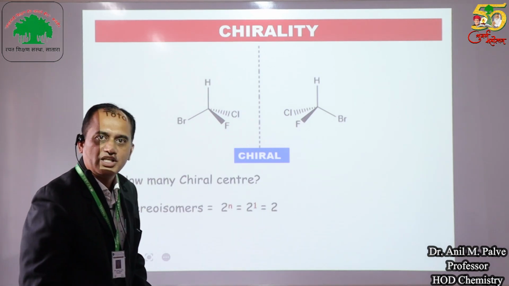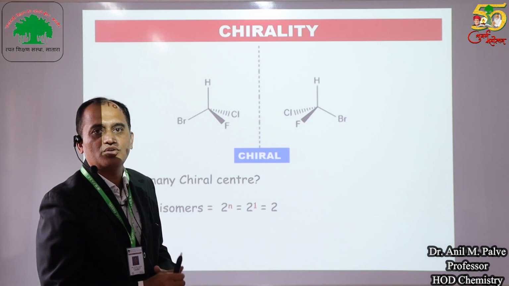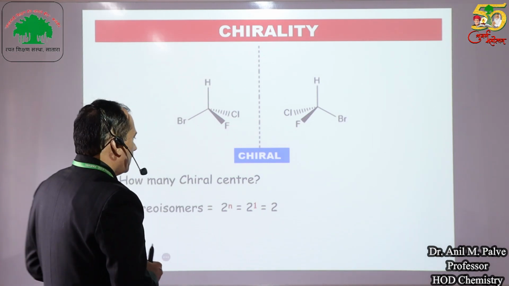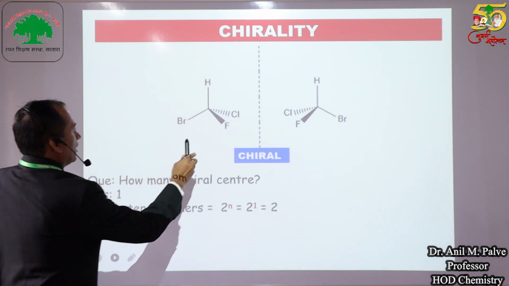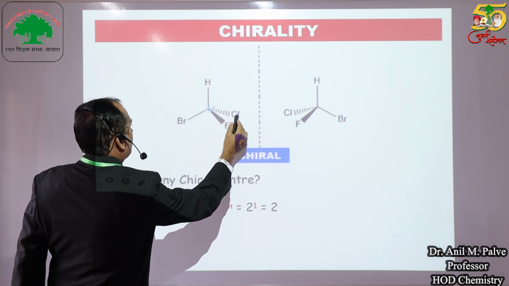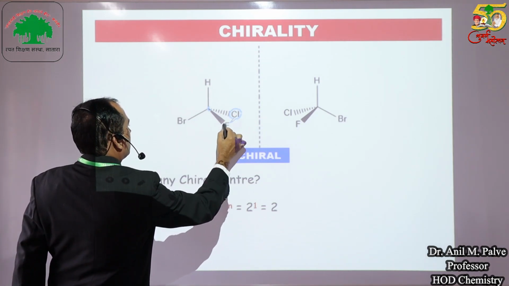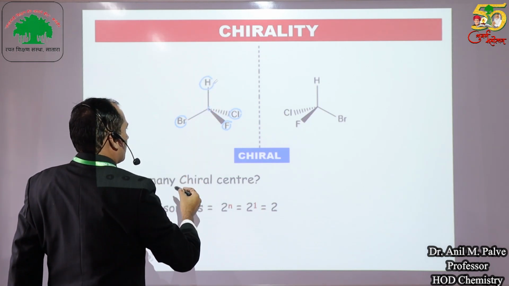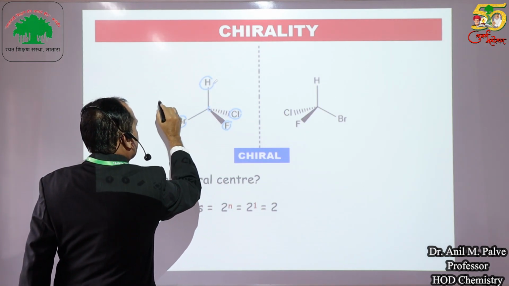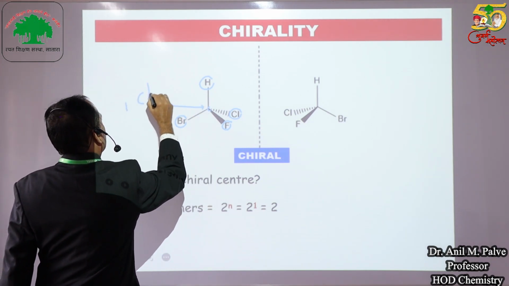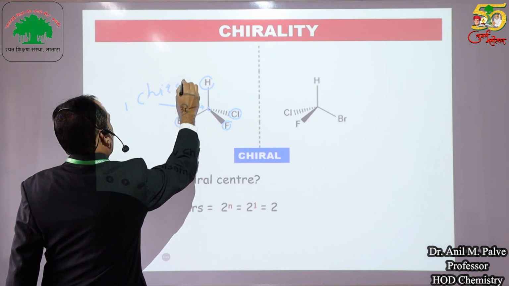In fact, we have one formula for calculation of the isomerism in such type of compounds. Now here, if you see this compound, this is carbon and 4 different groups are attached: chlorine, fluorine, bromine and hydrogen. So we have one chiral center. This is one chiral center.